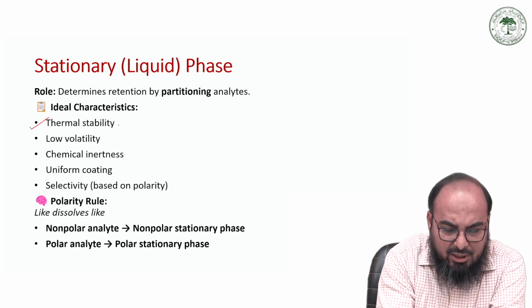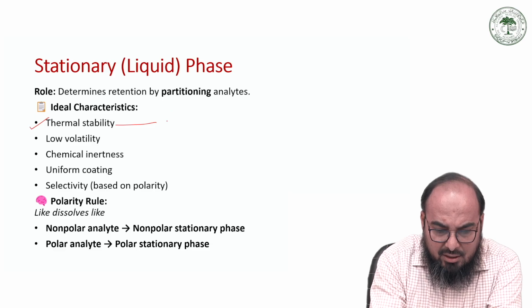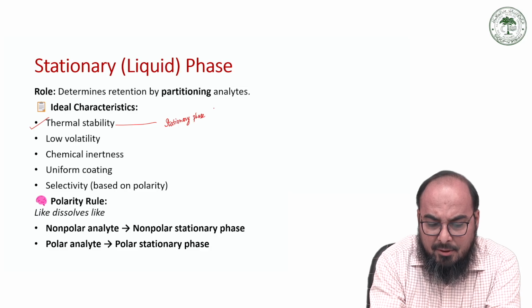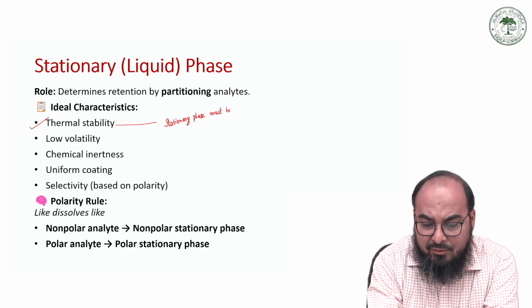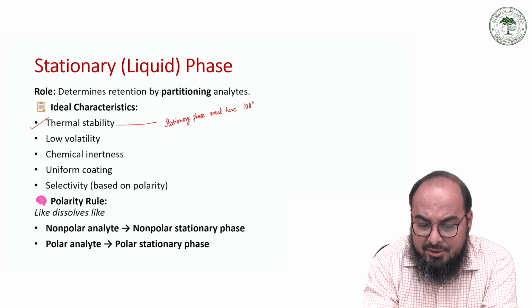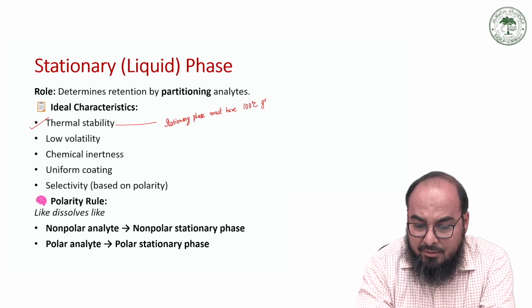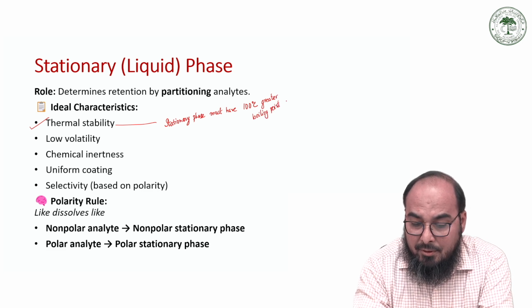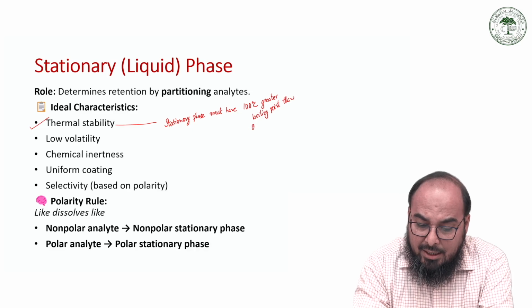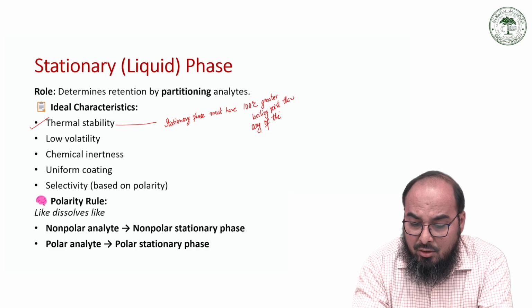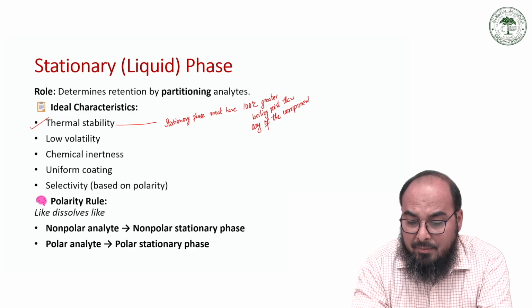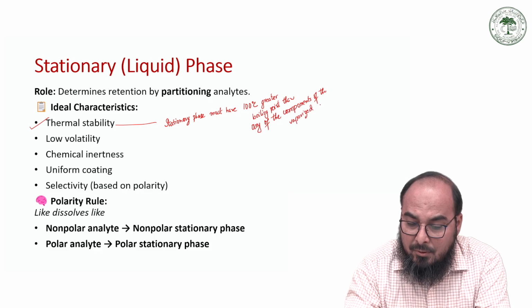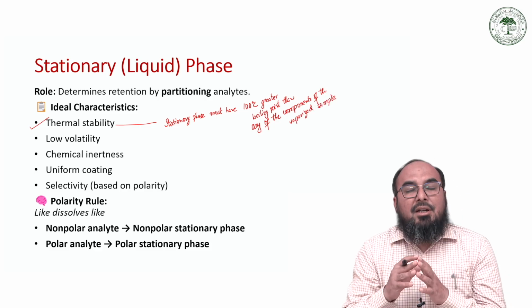So for maintaining thermal stability, your stationary phase must have a 100 degree centigrade greater boiling point than any of the components of the vaporized sample. That is what you have to maintain in terms of thermal stability.